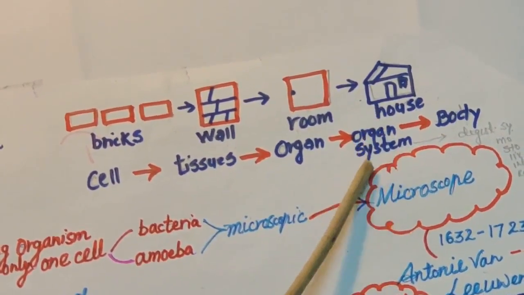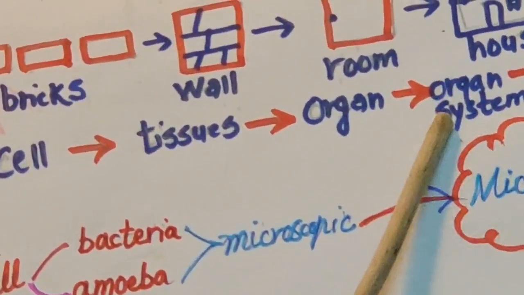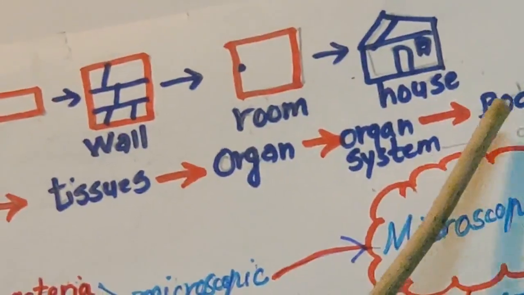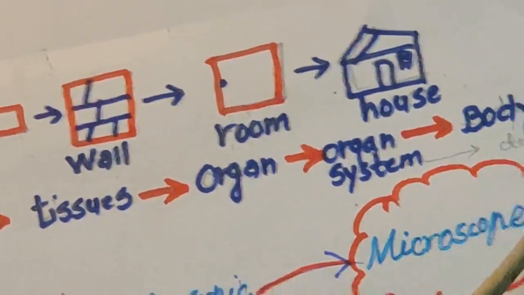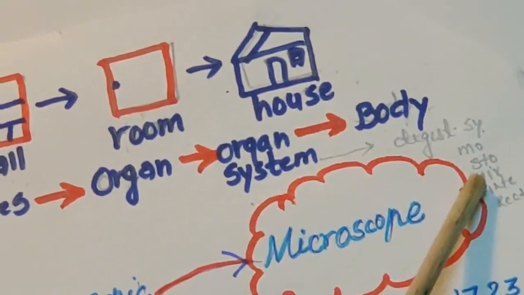See, organ systems you have studied in standard 5, like the digestive system. Now in the digestive system you have many organs. It starts with the mouth, then comes the stomach, then liver, pancreas, small intestine, large intestine, likewise. Okay?